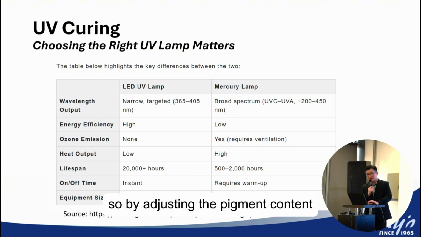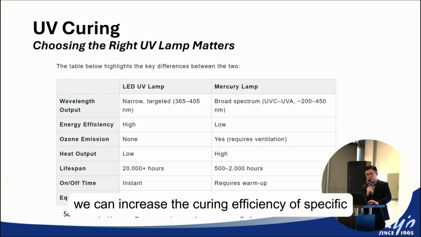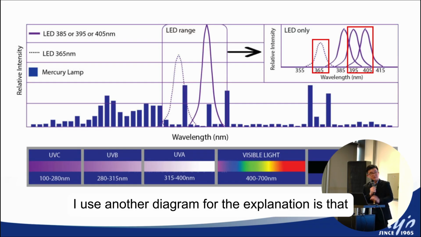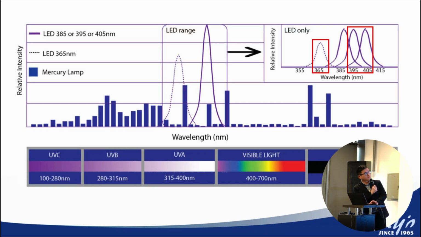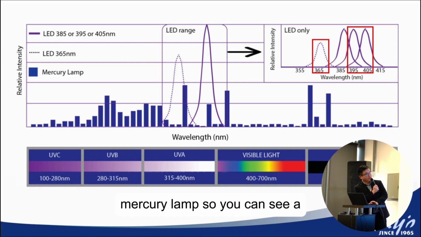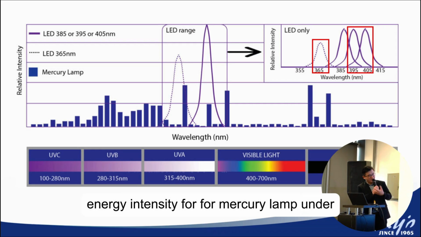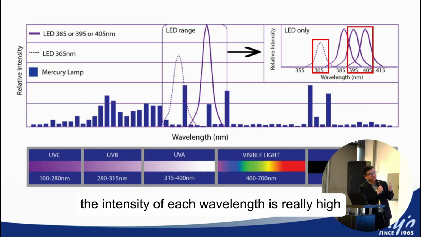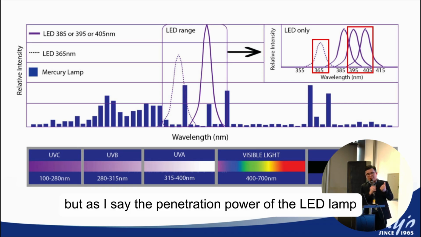By adjusting the pigment content, we can increase the curing efficiency at a specific LED wavelength. I use another diagram for the explanation. The black pattern is the wavelength energy distribution of the mercury lamp. You can see a broad distribution of energy intensity for the mercury lamp under every wavelength. But for the LED lamp, the intensity at each wavelength is really high. But as I said, the penetration power of the LED lamp is low.